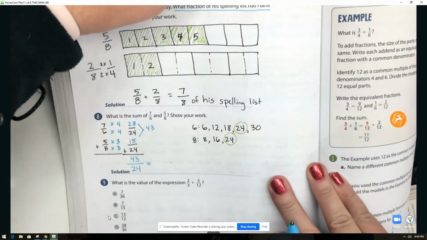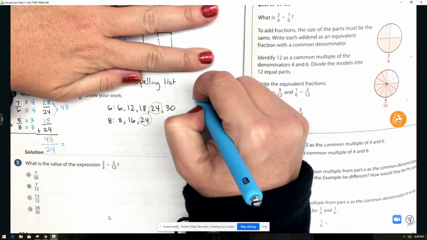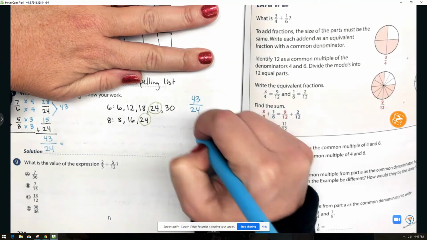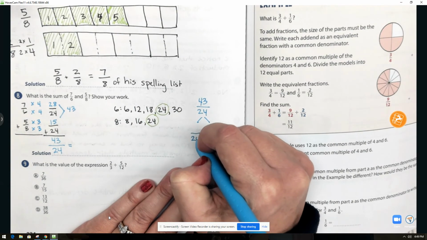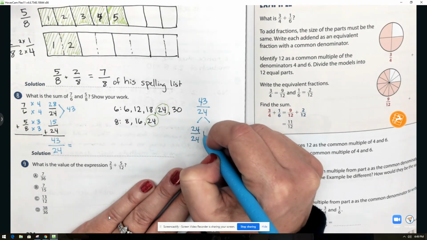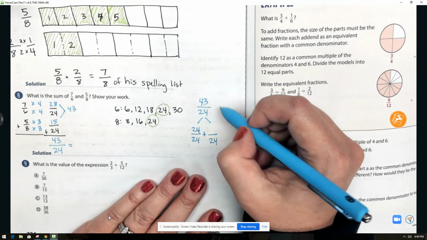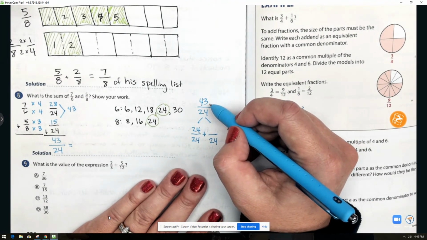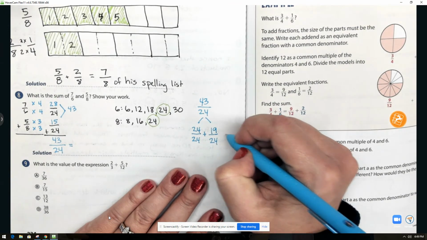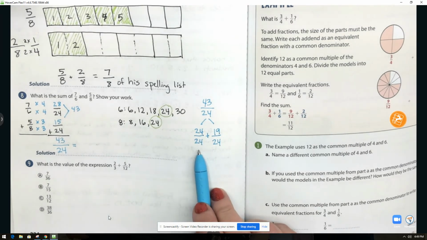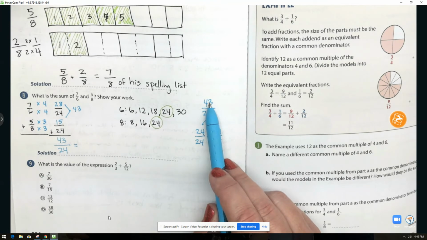To do that, I'm going to do that over here so that I have room. We have 43 over 24. That is the same as 24 over 24 plus what over 24? So if we subtract 24 from 43, we're going to get 19. So don't worry, 24 24ths plus 19 24ths still equals 43 24ths.